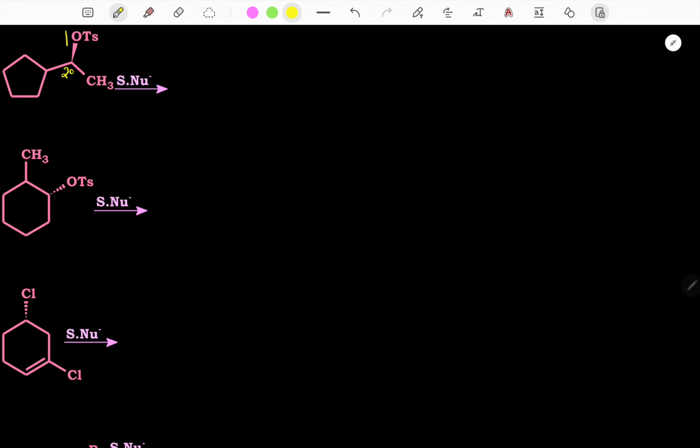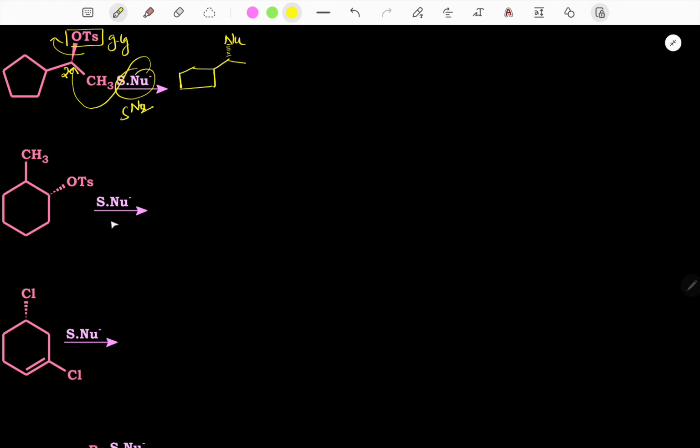Secondary carbon connected to a good leaving group. Strong nucleophile, so SN2 reaction. The nucleophile attacks from below the plane, and the leaving group will leave. Therefore the final product has the nucleophile below the plane.